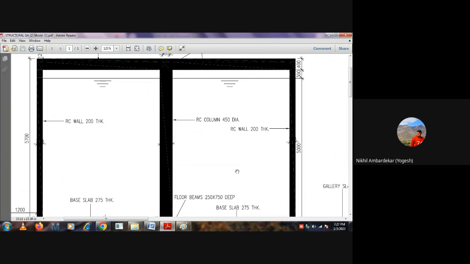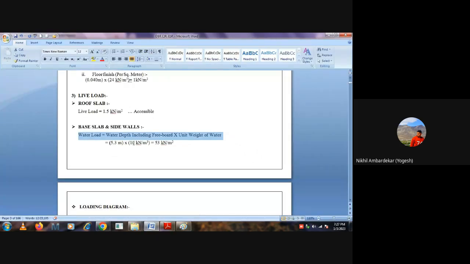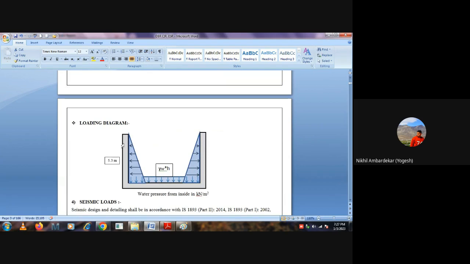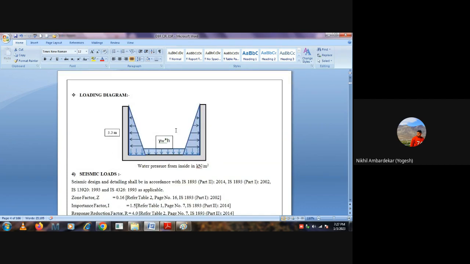So that's why, while calculating the water pressure on the base slab and water pressure on the side wall, I need to consider the full height, that is 5.3 meter. So 5.3 into density of water is 53 kilonewton per meter square. That is the self-weight of the water and lateral load on the side wall. Okay, loading diagram. Can you see this? 5.3 meter triangular pressure on the wall and uniformly distributed pressure on the base slab, that is 53 kilonewton per meter square. All good till now?